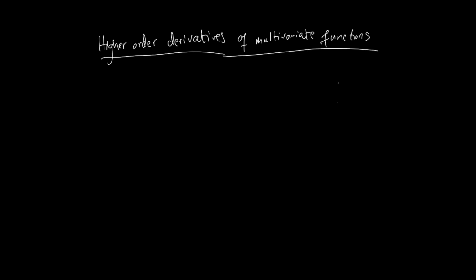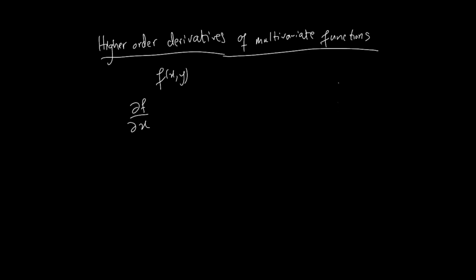So here in this video, we're going to look at higher order derivatives of multivariate functions. What that means is, what we've just looked at, you would have looked at other videos on partial differentiation. So if f is a function of x and y and we calculate the first derivative of this function, this would be your first derivative.